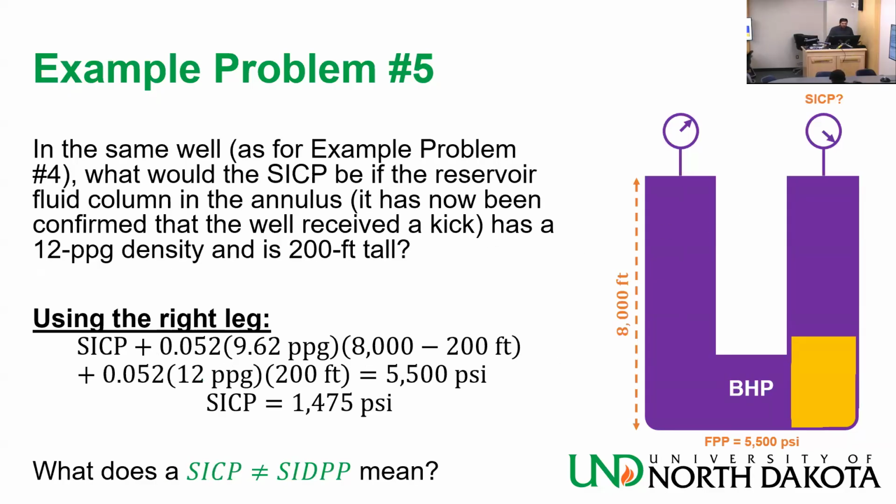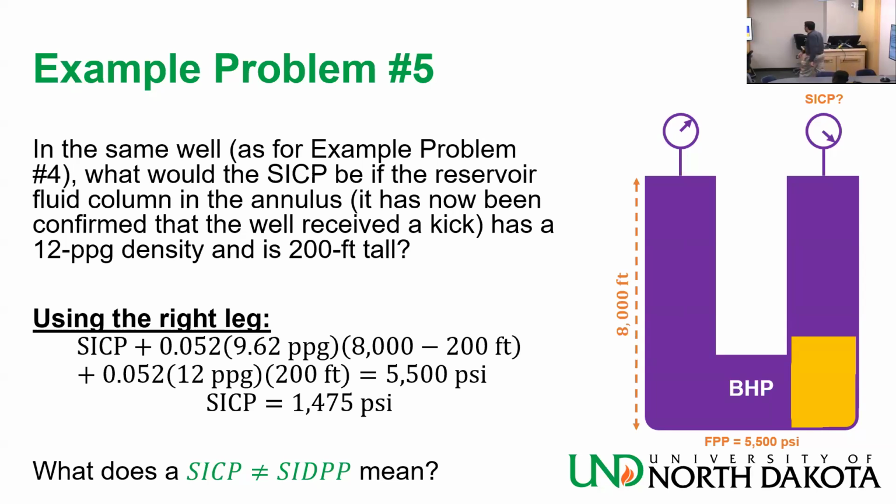So, example problem number 5. In the same way as in example problem number 4, what would the SICP be if the reservoir fluid column in the annulus, it has now been confirmed that the well received a kick, has 12 ppg density and is 200 feet tall? What leg would I use for that? The right leg. Do I have all the information I need to write one equation that has only one unknown, SICP? Everything else would be known.